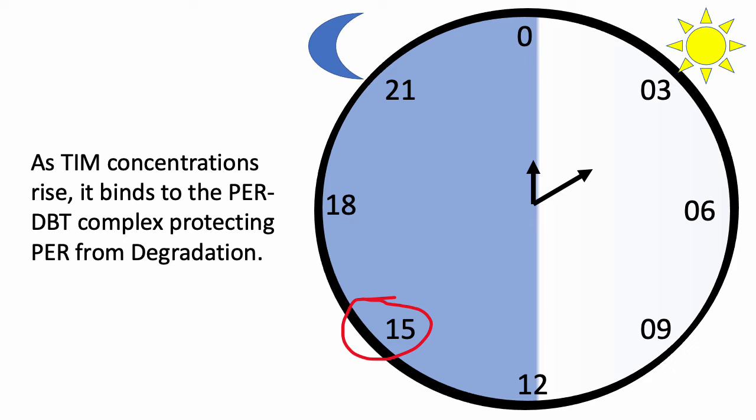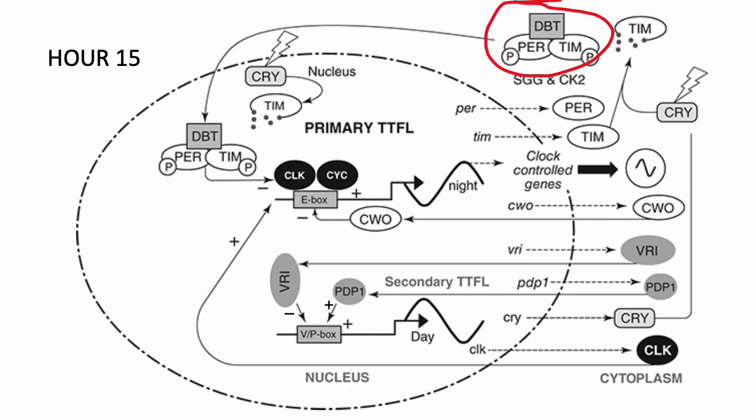Moving on, roughly around hour 15, we're still in early subjective night, but we're well past dusk. This is when we see the TIM protein concentrations rising substantially. It binds to PER and the PER-double-time complex, which protects PER from degradation, which corresponds to this step right here. We have the complex that has formed between period, timeless, and double time, but still in the cytoplasm.